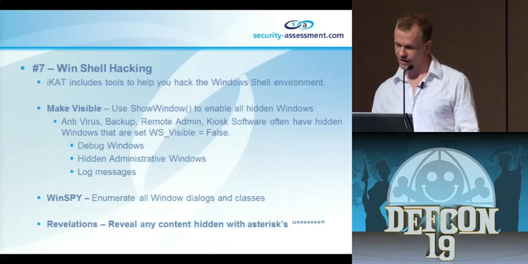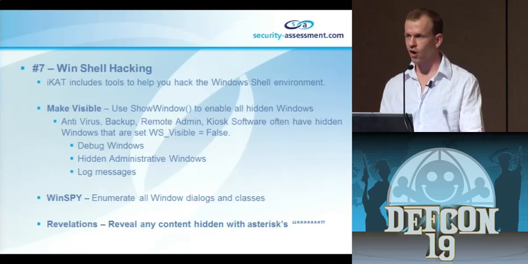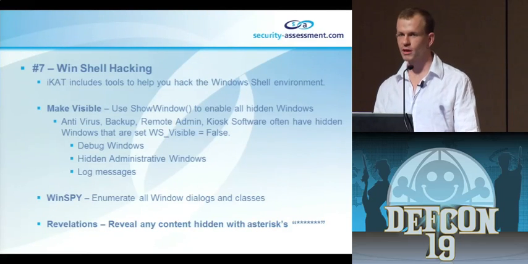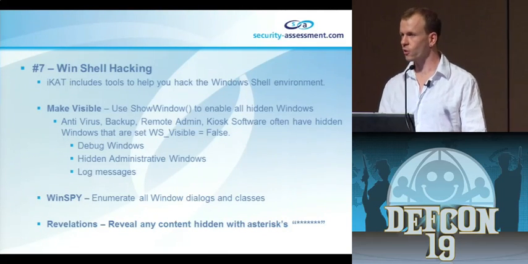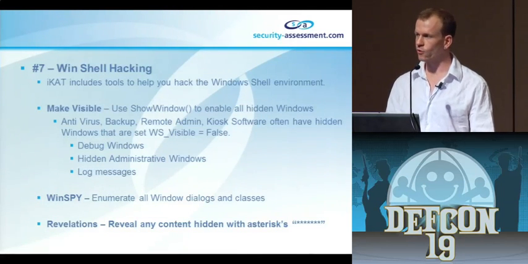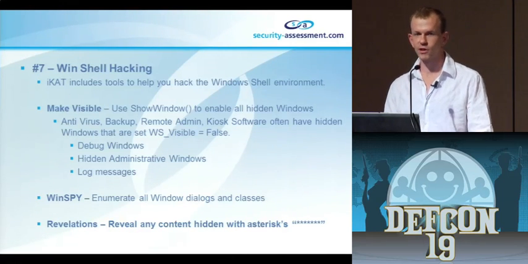Now the seventh trick I find, usually once I've popped shell on a kiosk, I try and hack the WinShell itself. So WinShell hacking is essentially trying to manipulate the GUI environment that Windows has shown me. When you are using a Windows desktop, obviously the windows you see are not all the windows that are available on that desktop. A lot of windows are marked WS_VISIBLE equals false.